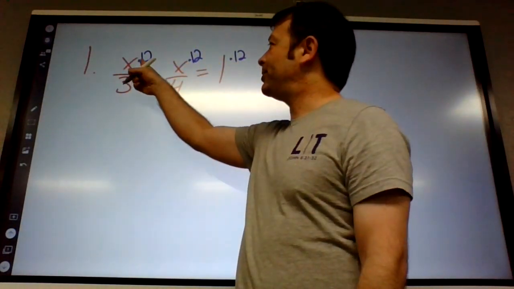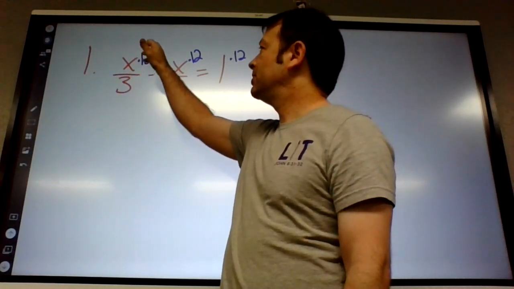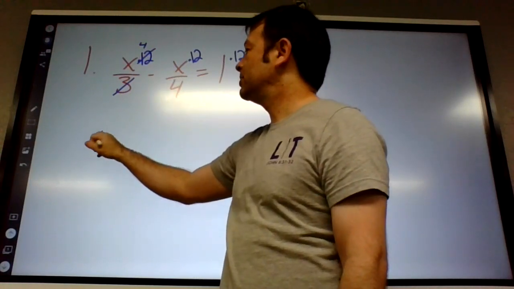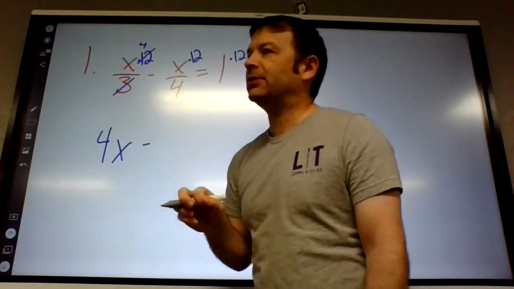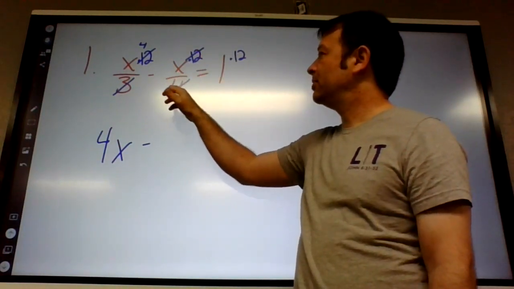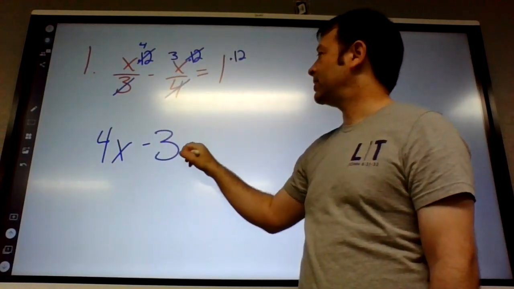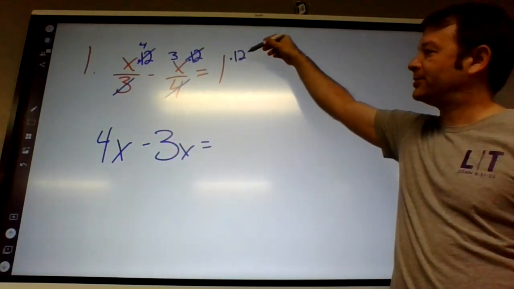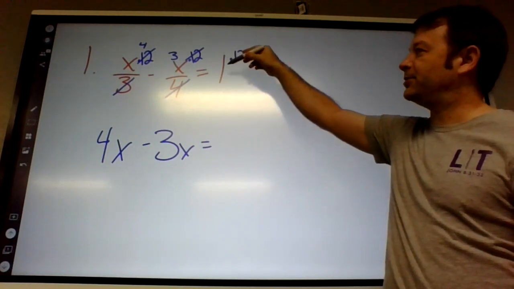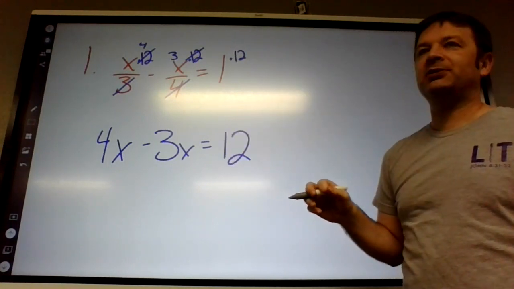Well, what's going to happen when I have 12x over 3? What's going to happen here? The 12 and the 3 are going to reduce to 4. So I just have 4x right there. Okay, the 12 and the 4 are going to reduce to 3. So I just have 3x right there. What about this side? Okay, there's nothing to reduce, it's just 1 times 12. Alright, see how that looks much simpler?